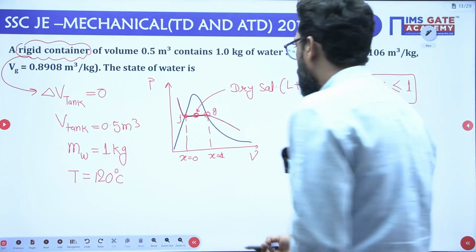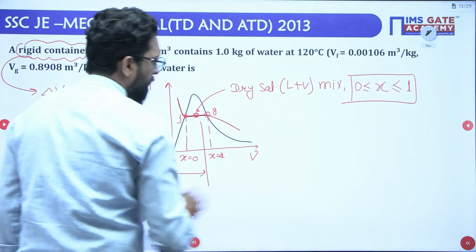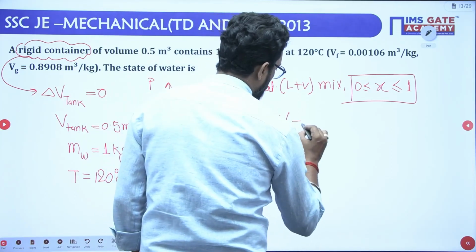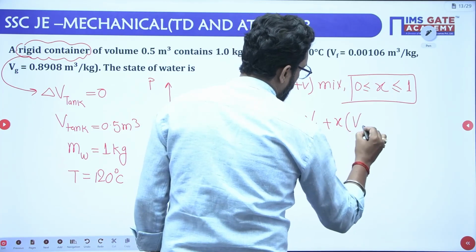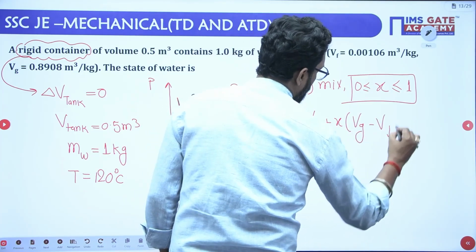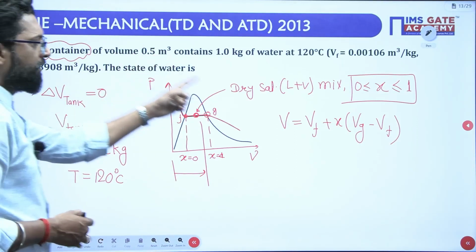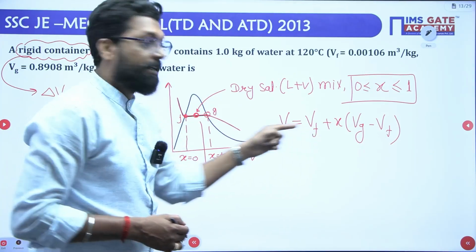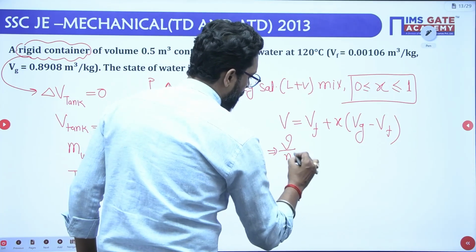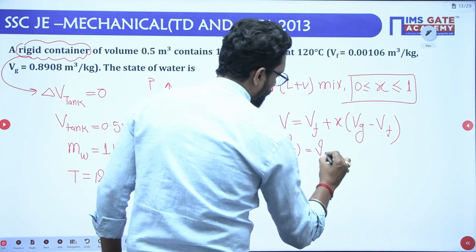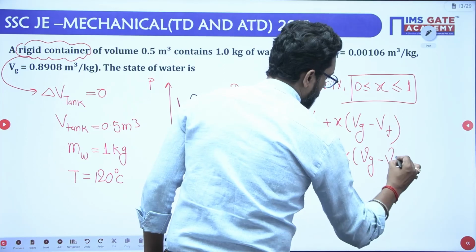How to calculate? You know that. What is the volume of this point? So v is equal to vf plus x times (vg minus vf). This v is the specific volume in meter cube per kg. So also you have to write V by m. So this is your vf plus x (vg minus vf).